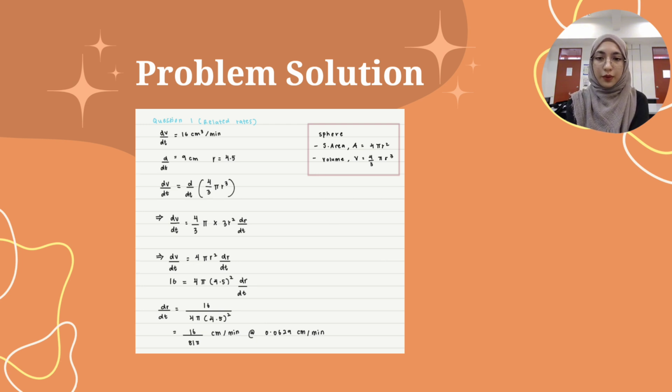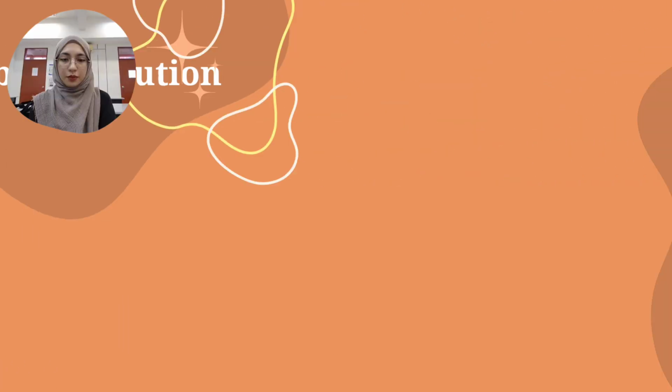16 equals 4 pi multiplied by 4.5 squared, dr over dt, and solve for dr over dt. We will get 16 over 4 pi multiplied by 4.5 squared. Simplify the expression and we get 16 over 81 pi centimeter per minute. The result shows that the radius of the sphere is increasing at a rate of approximately 0.0629 cm per minute.